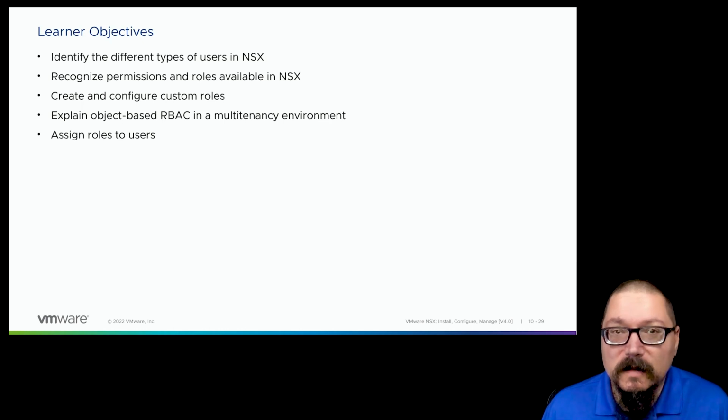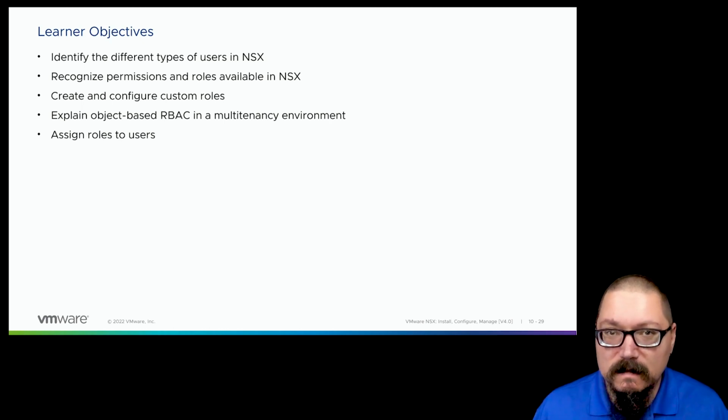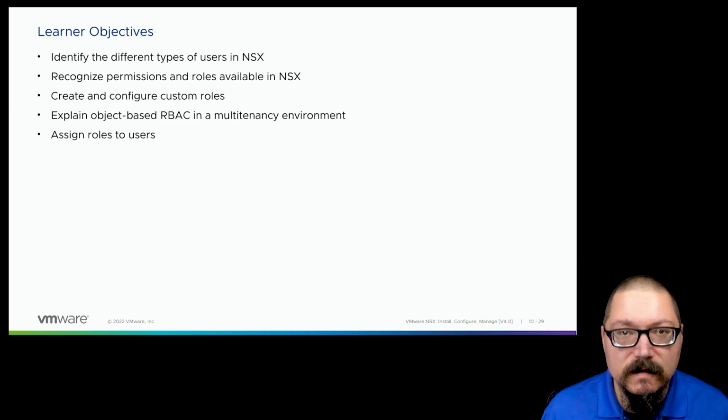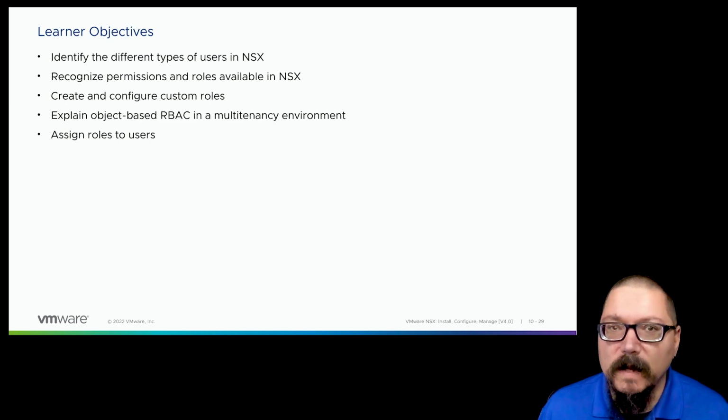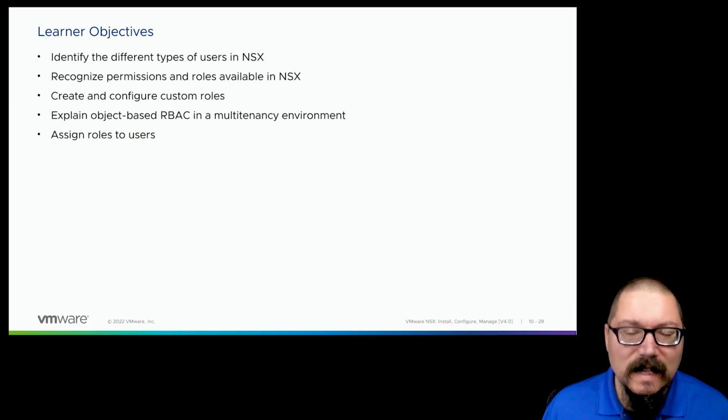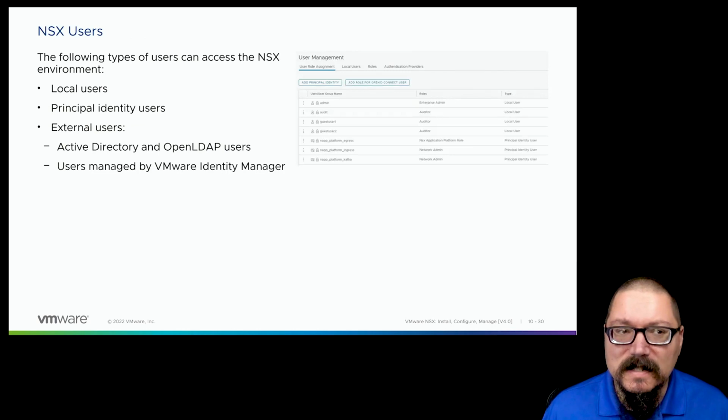So what are we going to do? We're going to talk about the different types of users because we have different types of users. What we can do with them, we'll talk about role-based access control. We'll talk about multi-tenancy a little bit. That's an interesting capability. We'll talk finally about assigning those roles.